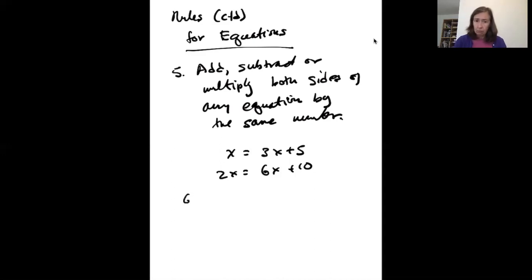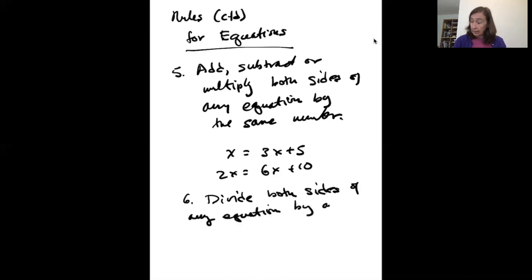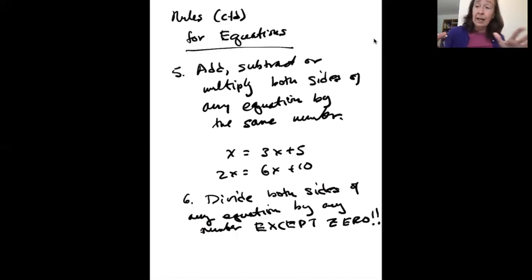And the final rule is, you might say, add, subtract, multiply. What about divide? It's almost the same for divide, but not quite. We can divide both sides of any equation by any number. So far, so good, except 0. No dividing by 0. Okay, small exception, lots of the time it doesn't matter.